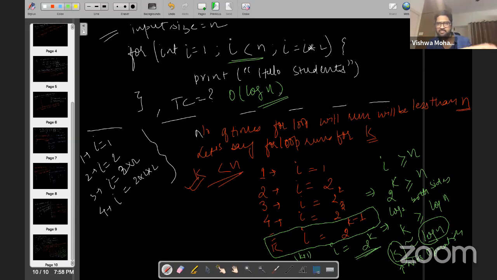Just for example, in this, we tried to figure out how many times the loop is running. We assumed that the loop is running k times, right? And then we tried to figure out how k depends on the input size. So we found this relationship, and with this I took the log on both sides, and then I found that k is proportionally equal to log of n, and that is why I said the time complexity is log of n, right? I think this makes sense.